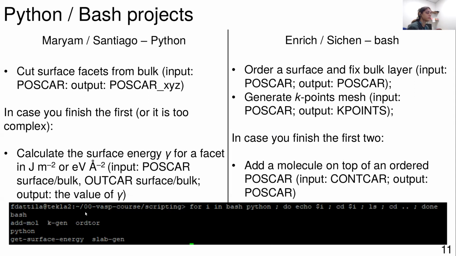Okay, so I gave you, of course, some help. In my home folder, VASP course scripting, you will see two main folders, Bash and Python. And inside Bash, you see 3 folders, depending on the script that you are expected to do. Inside each of these folders, you have the input you need to use, the output you need to produce, and also the draft of the script. That means your script is there, and also some suggestions, some tips, and tools that you should use, okay?